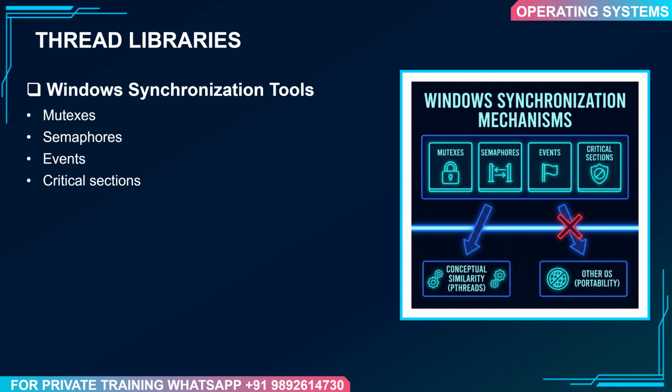Windows also provides synchronization mechanisms such as mutexes, semaphores, events, and critical sections. These are similar in concept to what you saw in Pthreads, but they are implemented in a Windows specific way. This means Windows thread code is usually not portable to other operating systems without modification.